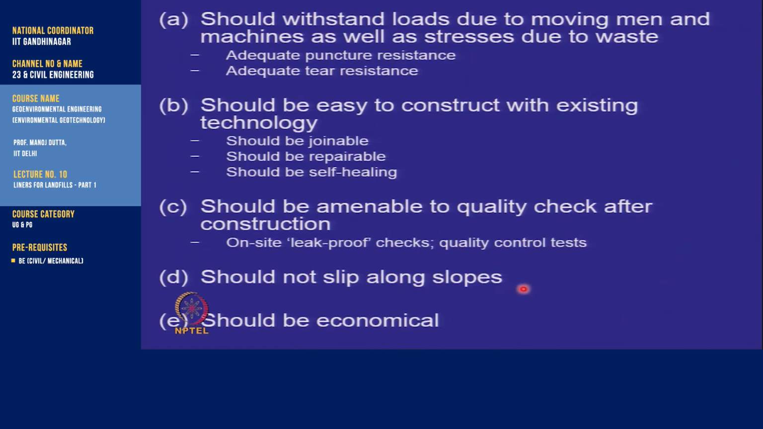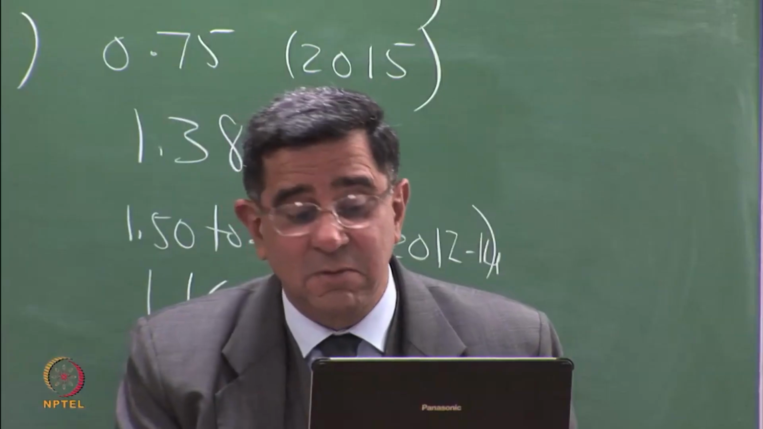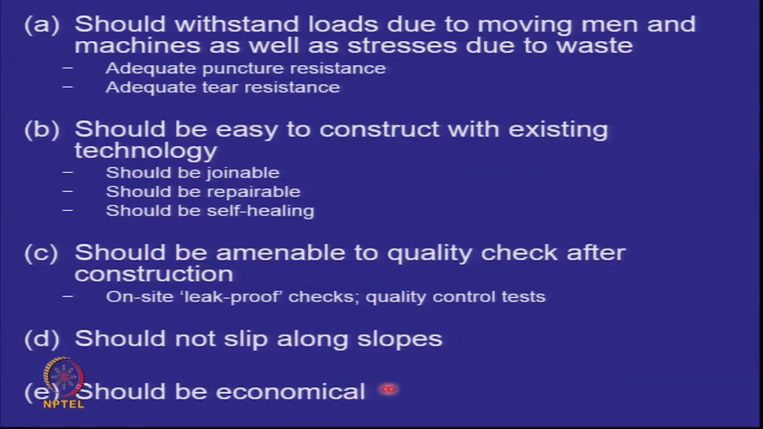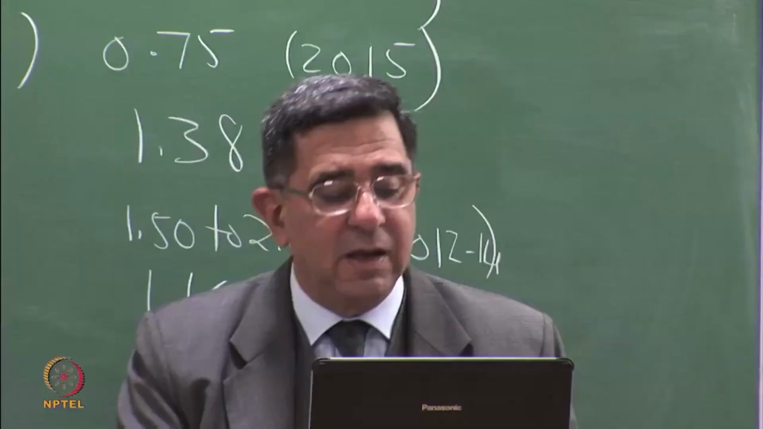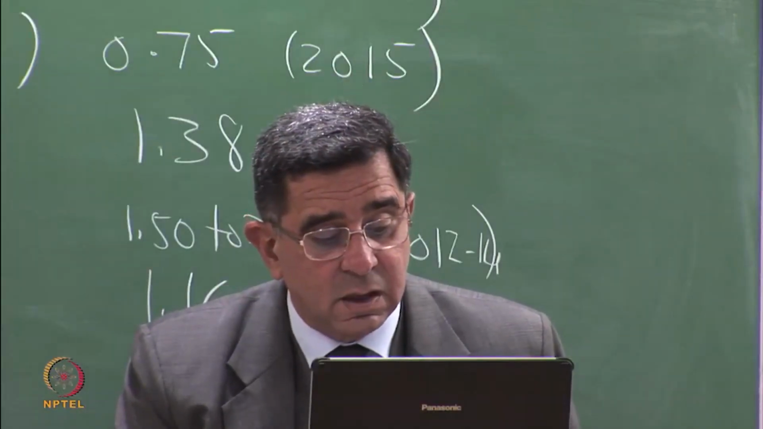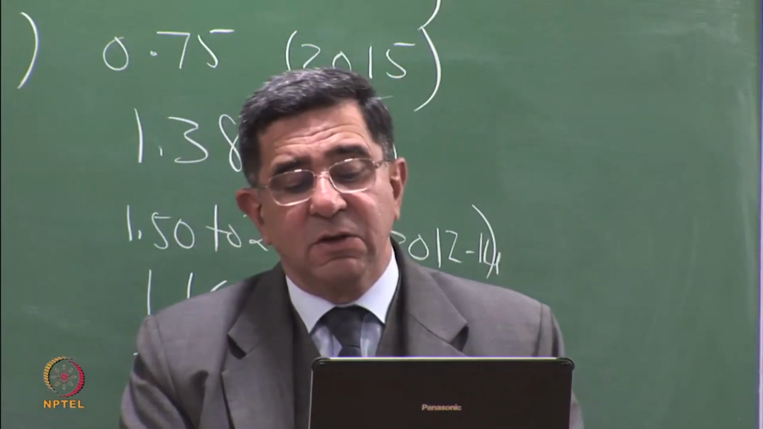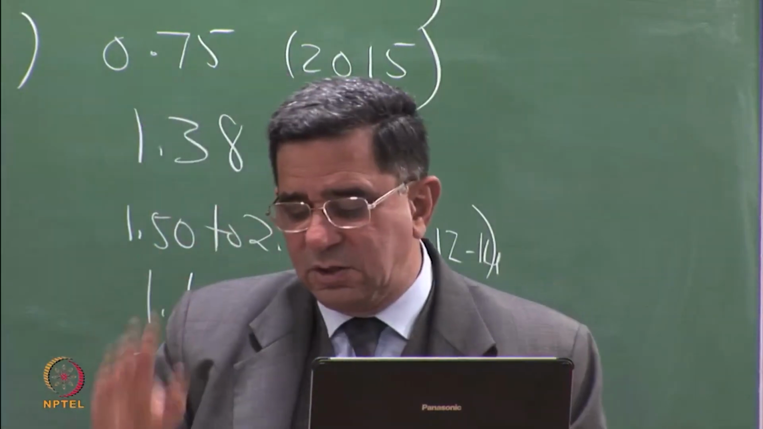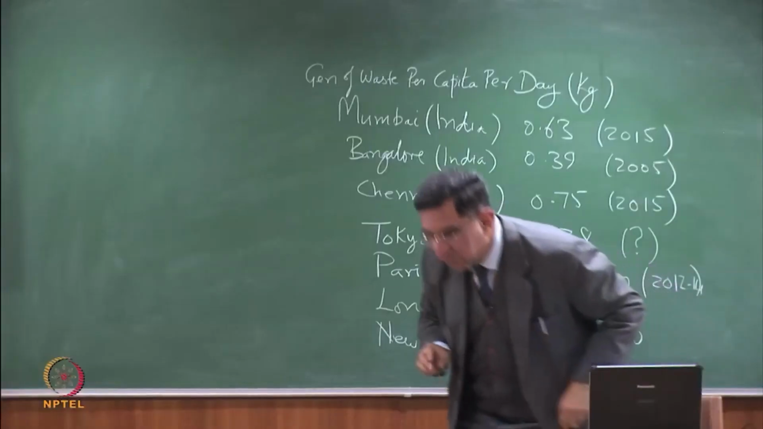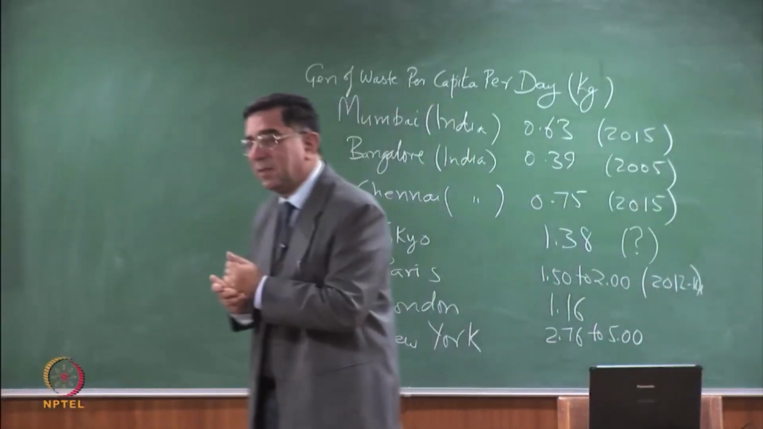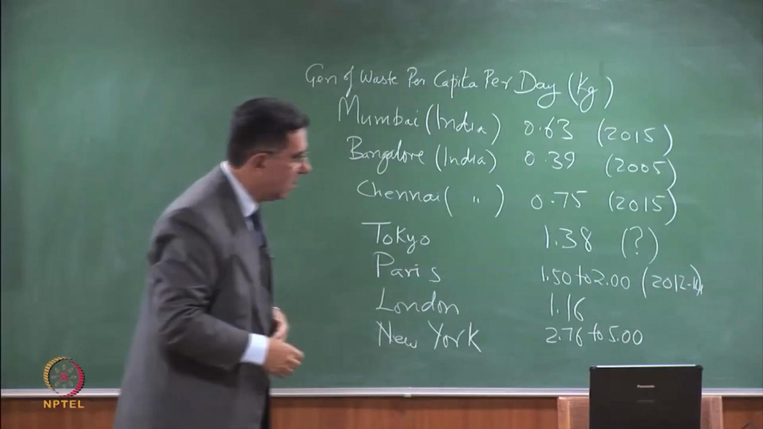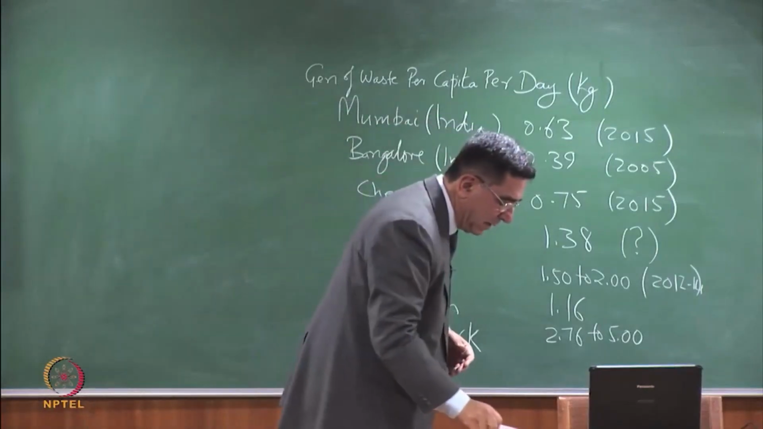It should not slip along slopes. In liners you have slopes, in covers you have slopes. It should not be something which slips, and in the end it should be economical. So this may not be that important, but between alternatives which satisfy all the above, you should take the most economical alternative. So now I've given you the boundary conditions. Now you tell me the materials that we are used to using as hydraulic barriers. As I said, we are making a hydraulic barrier.